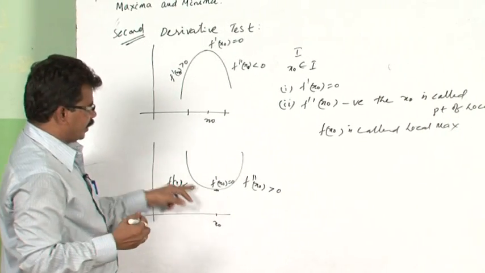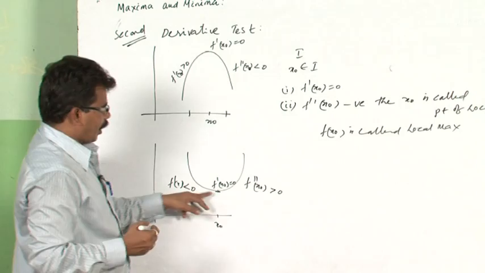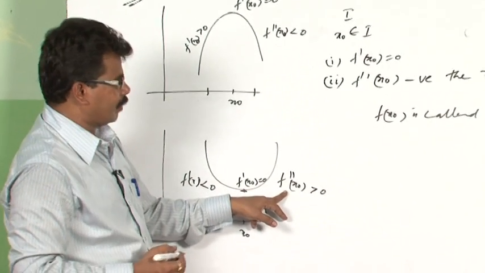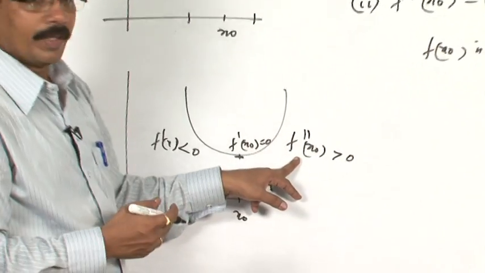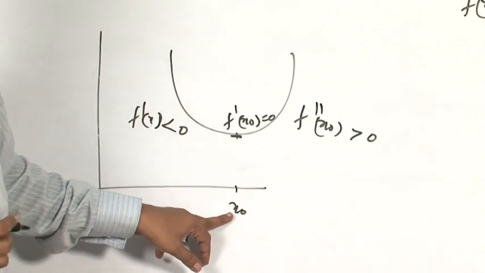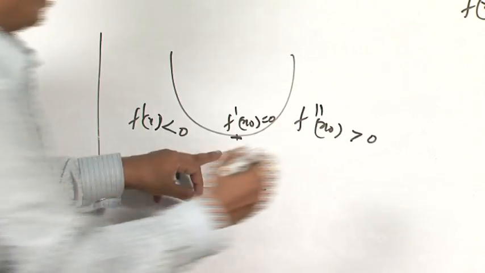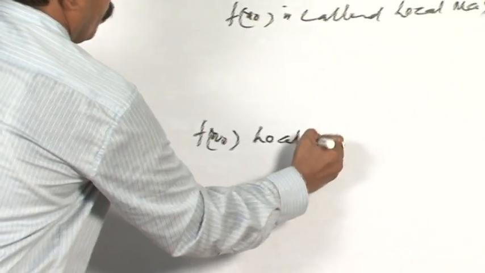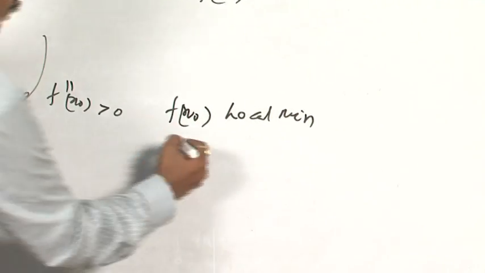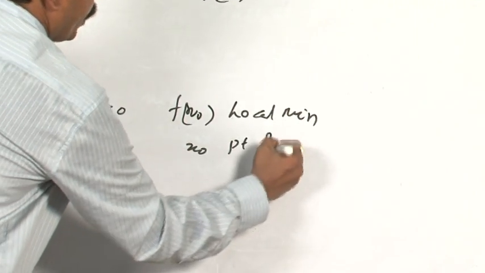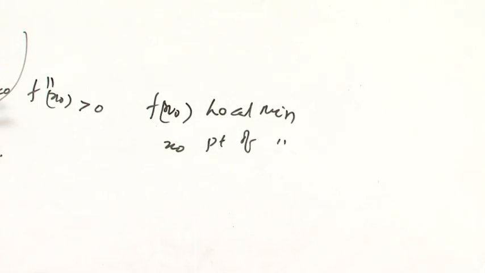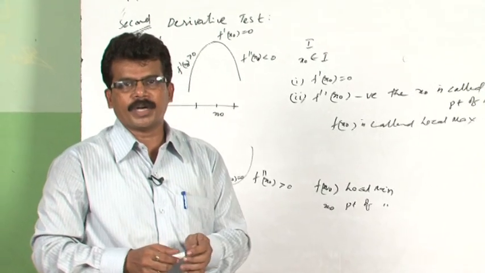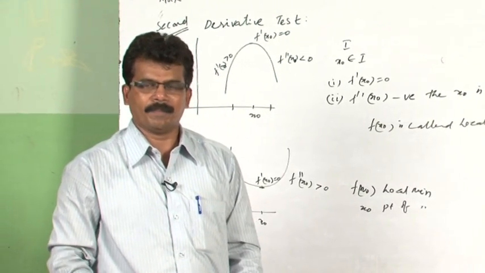If f dash x is decreasing, that means negative, after the critical point, and if f double dash x is greater than 0, that means positive, then we say x naught is called the point of local minimum and f of x naught is called local minimum. So in this way, instead of finding two points, the second derivative will be very easy to find local maxima and local minima.